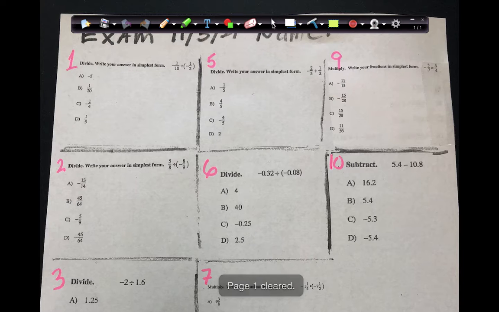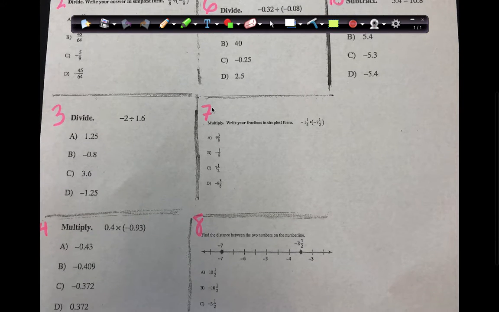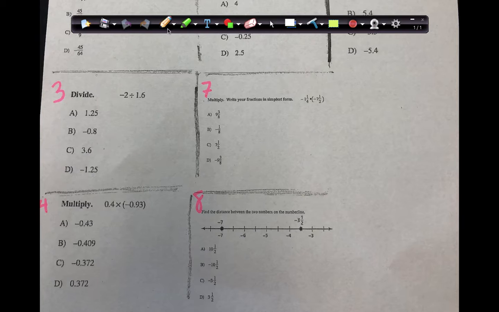And we're going to continue and do problems 3 and 4 here. This is a negative divided by a positive. So it's going to have a negative answer, so that's out and that one's out. The 2 goes under the division sign, and the 1.6 is what we're dividing by. We're going to multiply that by 10. That becomes 20 divided by 16. Goes in once. I can make one group of 16 out of 20 with 4 left over.